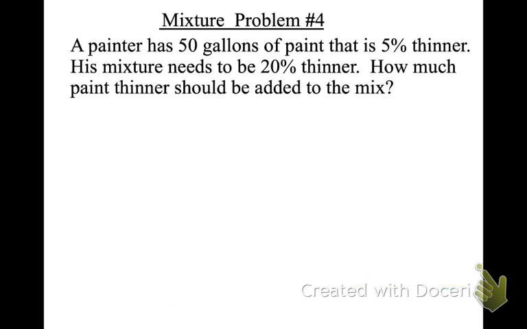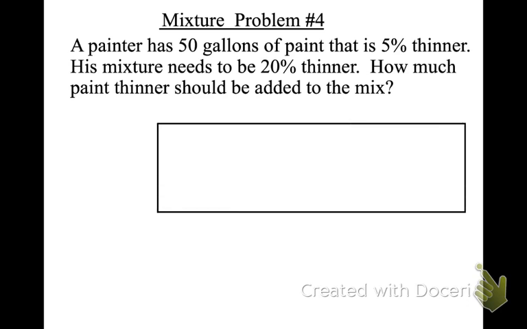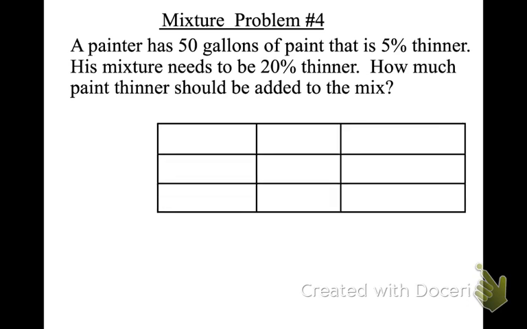All right, the paint problem. All right, so I like to call it amount. I don't go with what my PowerPoint does. I call it amount times the percent equals the product. Who wants to read this one? Andrea? Yeah, a painter has 50 gallons of paint that is 5% thinner. This mixture needs to be 20% thinner. How much paint thinner should be added to the mix? That's what painters do. They start out with this really thick paint, then they buy some thinner and they water it down.